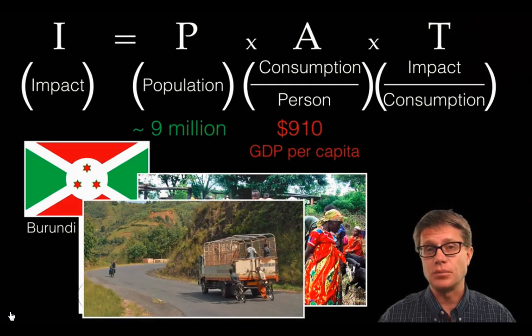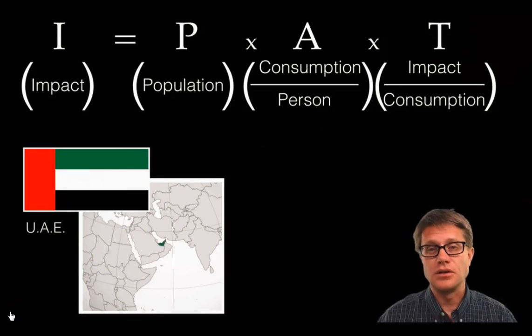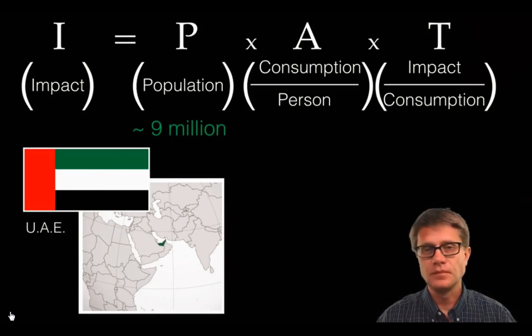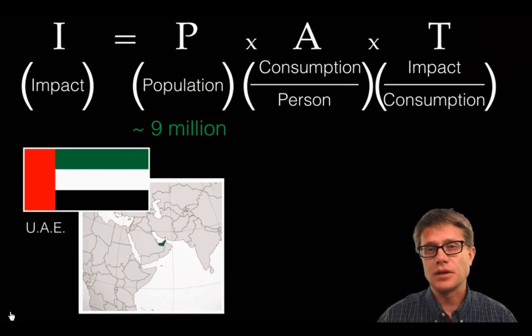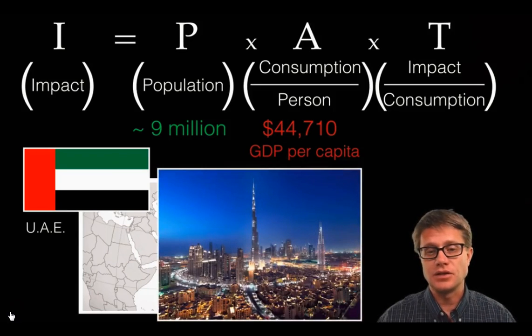But if we look at another country, this is the UAE, or the United Arab Emirates, their population is 9 million as well. If we start to look at their consumption, however, the average person there makes 50 times what somebody in Burundi makes. What does that mean? There's a lot more consumption per person. If we look at their technology, this is Dubai, you can see there's way more technology, way more burning of fossil fuels. There's going to be a greater impact on the environment.